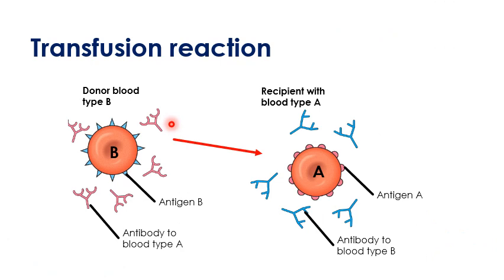So let's take a look at what happens when you give blood to the wrong person. In this example, you have a donor that's blood type B and a recipient that's blood type A. So the donor has the B antigen on the surface of their red blood cells, and the recipient has the anti-B antibodies in their plasma. This is what's going to lead to a transfusion reaction.